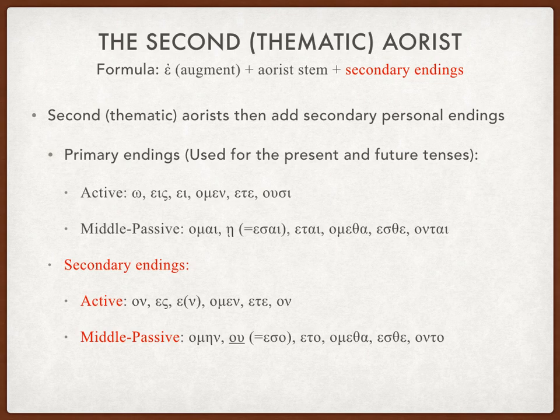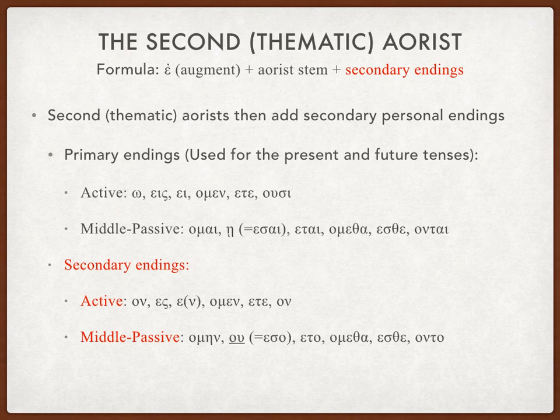And the middle passive endings are amen, u, which is a contracted form of essa. What happened here is sigma drops out between two vowels, and you already know that epsilon and omicron contract into u, followed by eta, ametha, estha, anta. I'll just go over those again. Amen, I; u, you; eta, he, she, or it; ametha, we; estha, y'all; and anta, they.